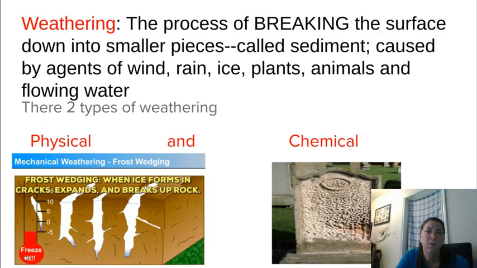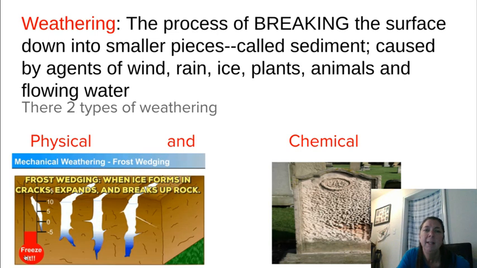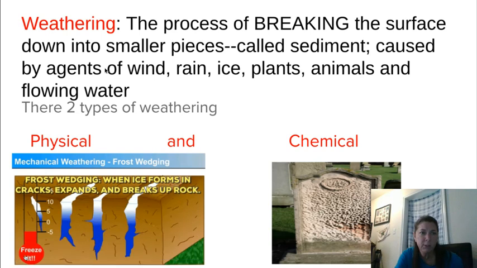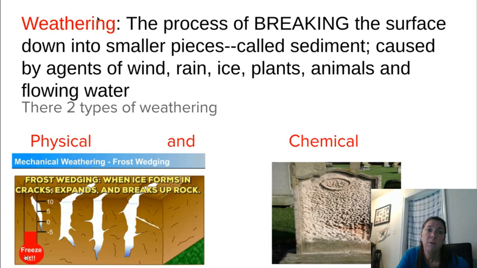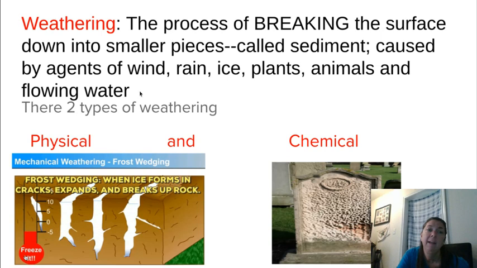Weathering, the definition of weathering simply means the process of breaking the surface down into smaller pieces. And those little pieces that the rock is broken down to, we call sediment, okay? Some agents, or some things that cause the rocks to get weathered or broken, would be wind, rain, ice, plants, animals, and flowing water.